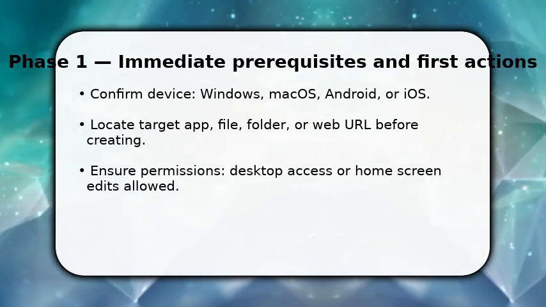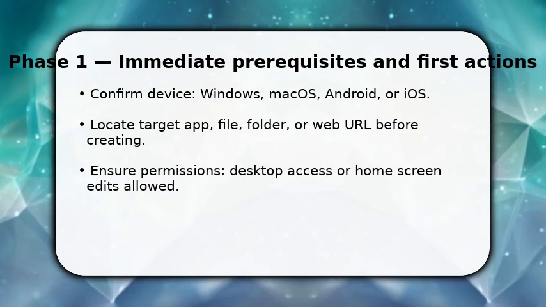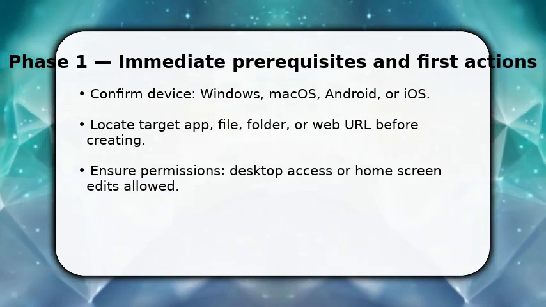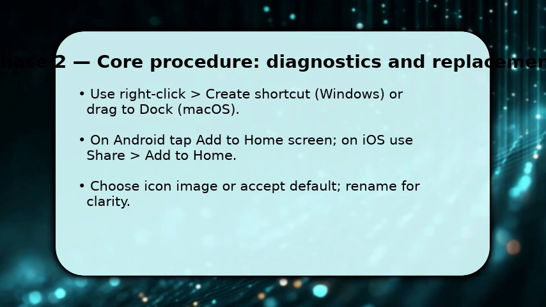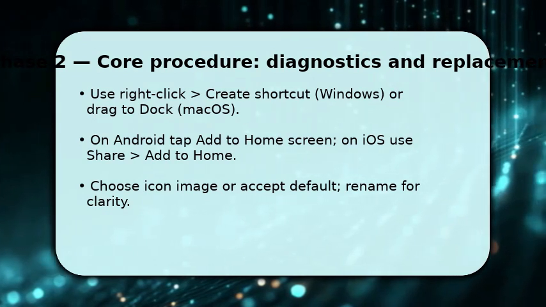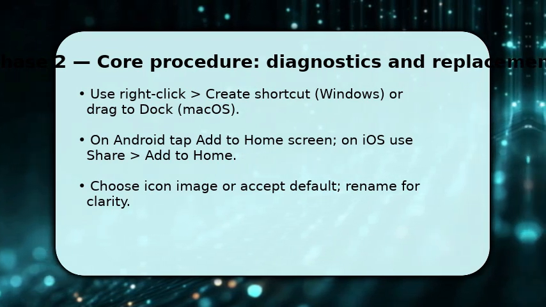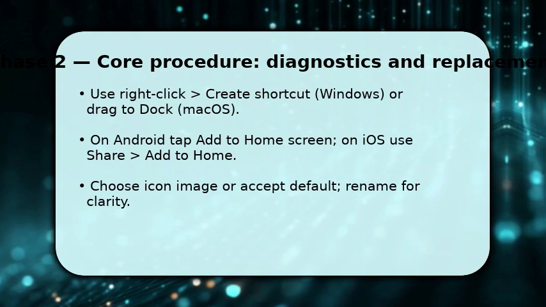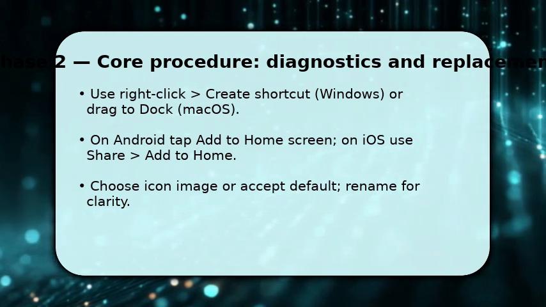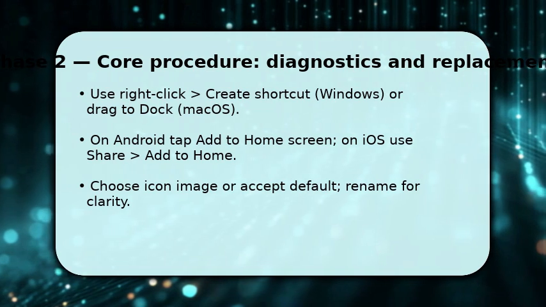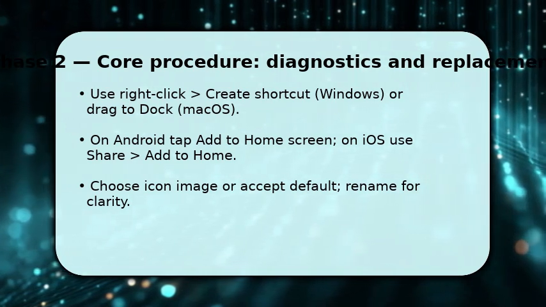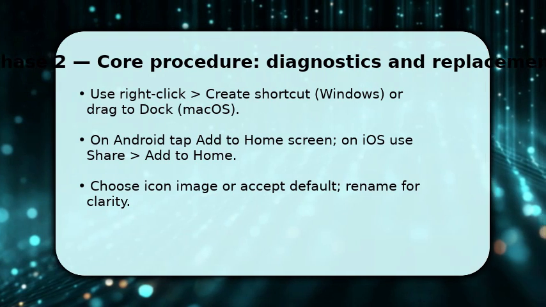Now, proceed to the Create or Add option, so you can place the icon where you need it. Next, perform the core creation steps that differ by system but follow the same logic. On Windows, right-click the target and choose Create Shortcut. On Mac OS, drag the item to the dock or create an alias. For web links on Android, open the menu and add to home screen. On iOS, use Share then add to home.